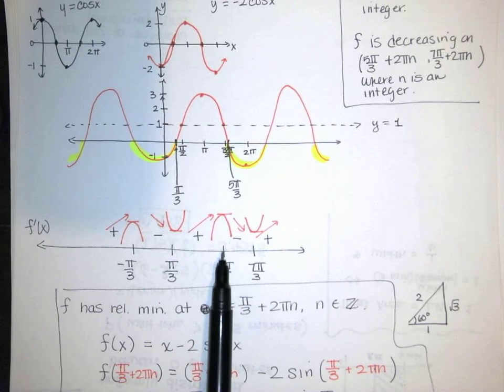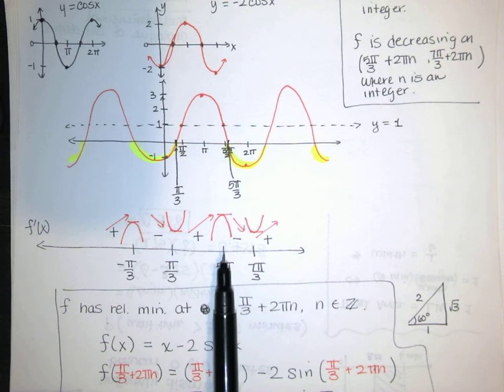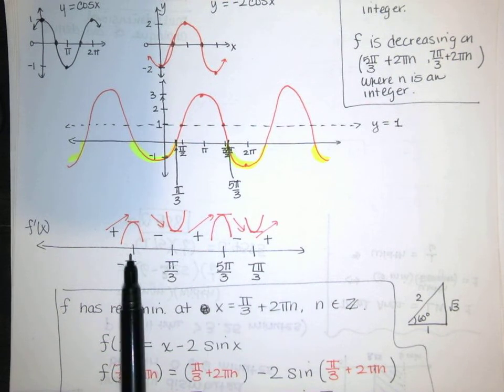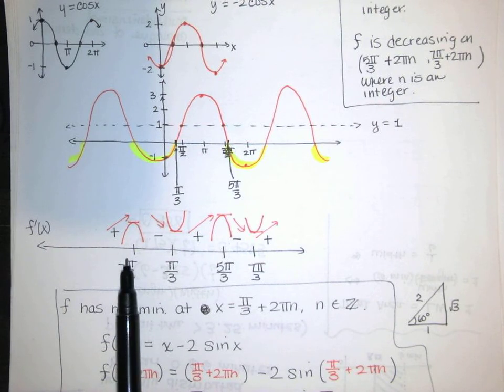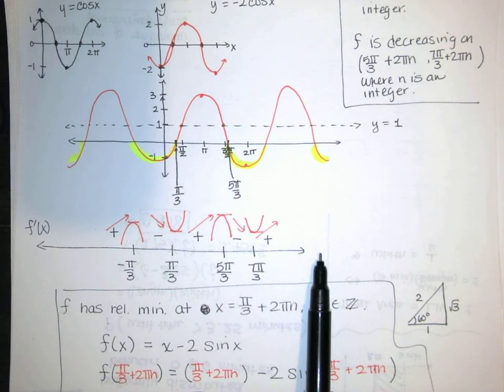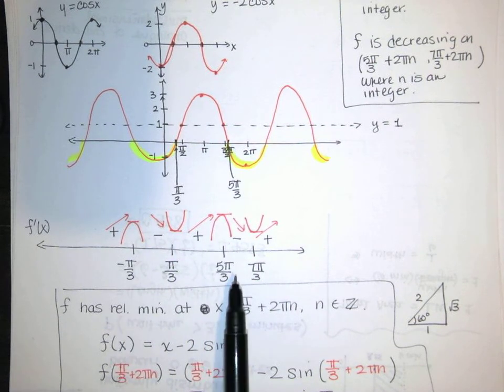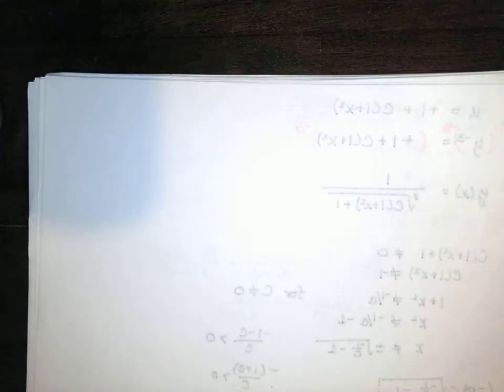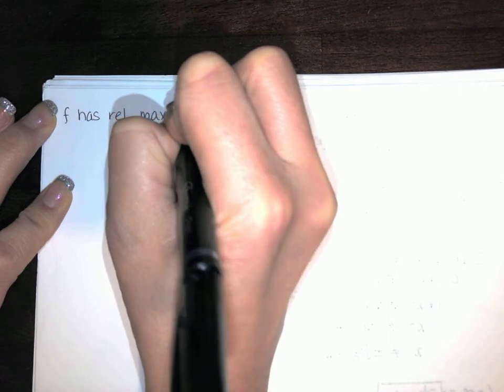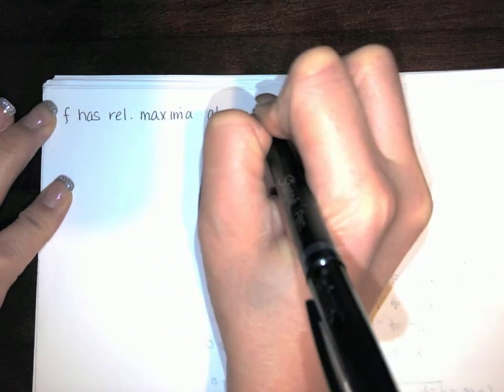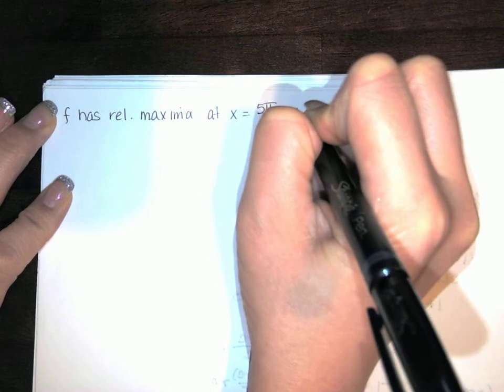And then the maxima occur over here at 5 pi over 3. And if I subtract 2 pi from that, I get negative pi over 3. Or if I add 2 pi to that, I get 11 pi over 3. So we get relative maxima at the 5 pi over 3s. So 5 pi over 3 plus multiples of 2 pi.